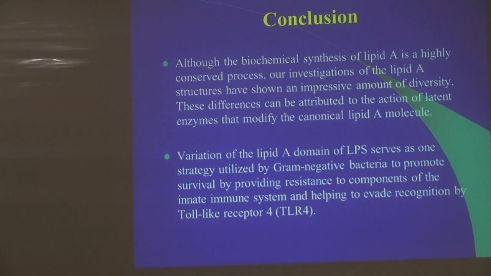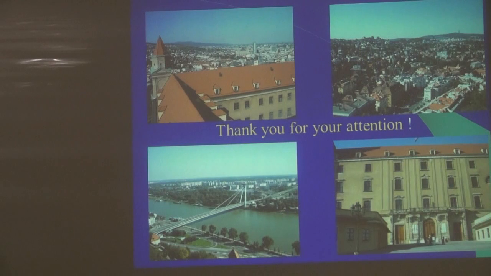There is another assumption that the variation of the lipid A domain serves as another strategy utilized by gram-negative bacteria to survive by providing resistance to components of the innate immune system and helping to evade recognition, mainly by toll-like receptor 4. So that's it. Thank you very much for your attention.